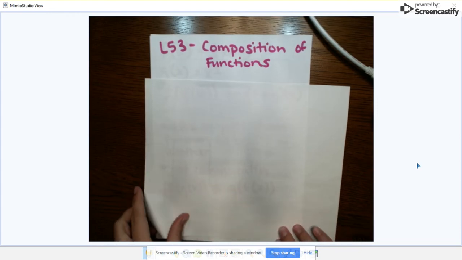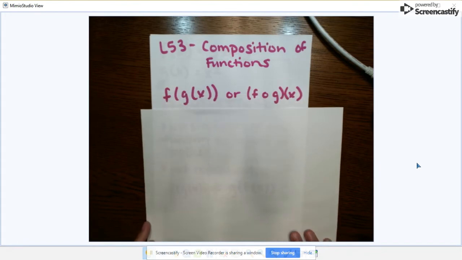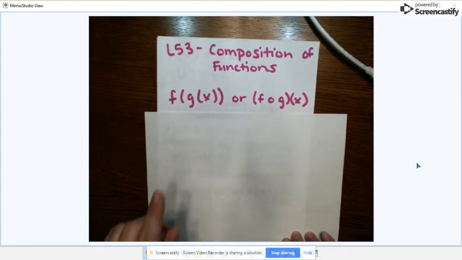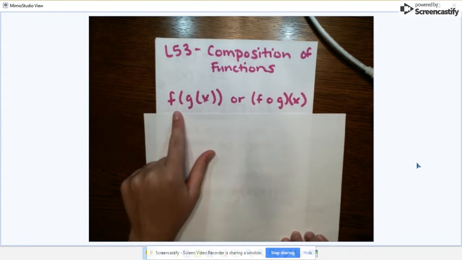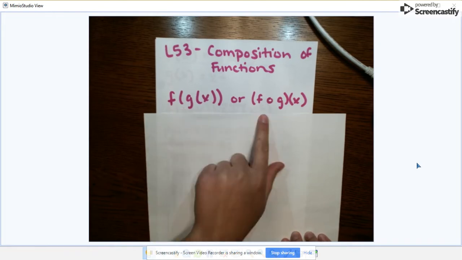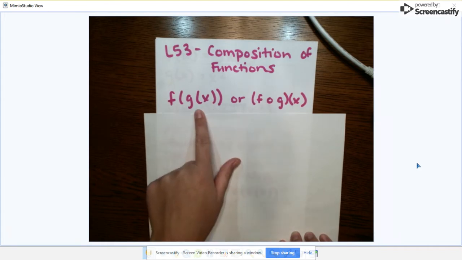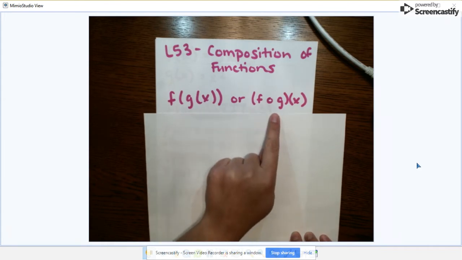Alrighty, today we are going to compose some functions. So composition of functions is denoted in either one of these ways. I will primarily use this notation. We read this f of g of x. This means the same thing. I just think it gets a little messier. So I will write it like this, but if you see this notation, know it means the same thing.